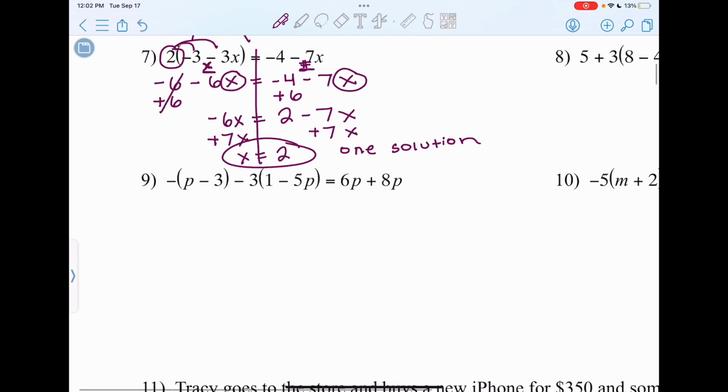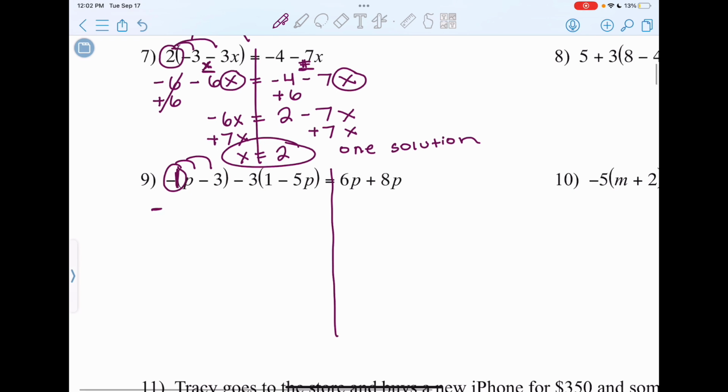And then number 9, I have 2 double rainbows, 2 distributive properties to do. Because this is just a negative on the outside of the parentheses, treat that like a negative 1. And so I'm multiplying negative 1 to p and negative 3. Negative 1 times p is negative p. And negative 1 times negative 3 will be a positive 3. Make sure you multiply with the negative.